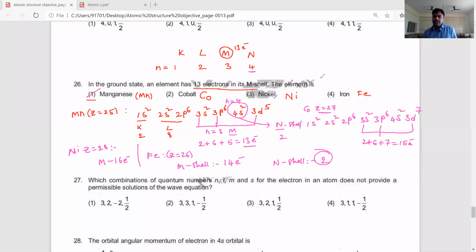What is the difference between these? The difference is that the last electrons enter the M shell, because these all belong to d block elements, which means the valence electrons enter the 3d orbitals. In manganese the last electron enters 3d, that's why it becomes 3d5. Cobalt 3d7, nickel 3d8, iron 3d6. That's why the variation is present in the number of electrons in the M shell.